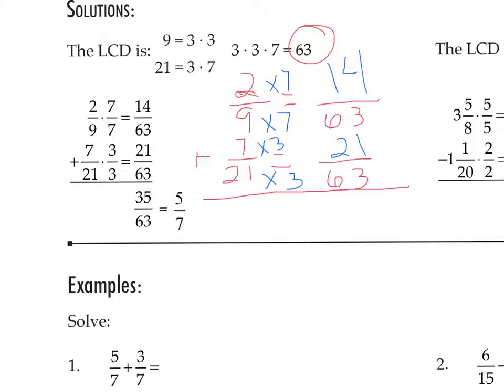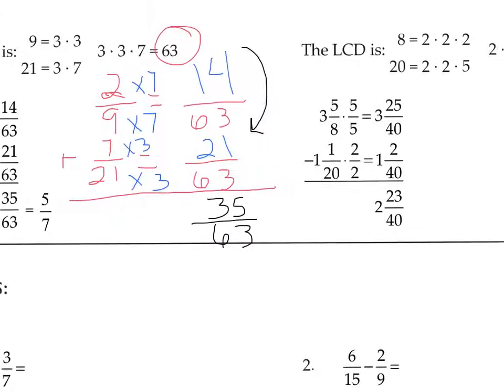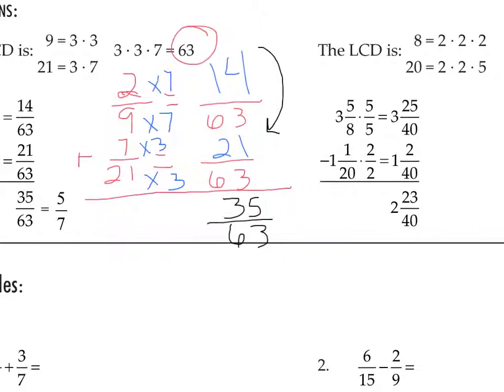And now we can add. The denominators are both the same, so the denominator will be 63. When I add the numerators, I get 35. Well, 35 and 63 both have a common factor of 7. So if I divide them both by 7, I get 5 over 9. So that's the process of adding and subtracting.